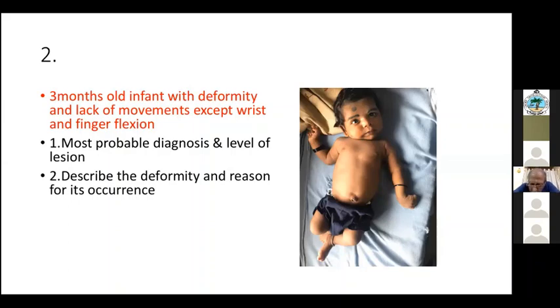What is the reason for extension of the elbow? Paralysis of biceps. And by gravity or by the acting triceps, the elbow is kept extended. What is the next deformity? Adduction. Yes, adduction. What is the cause of that? Paralysis of deltoid.